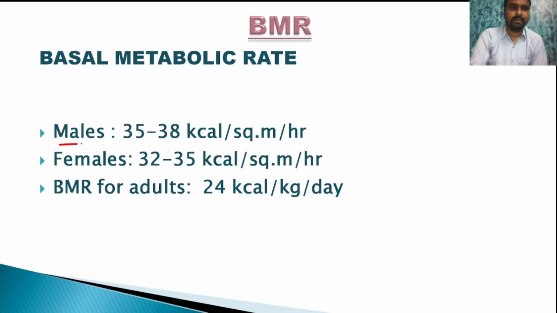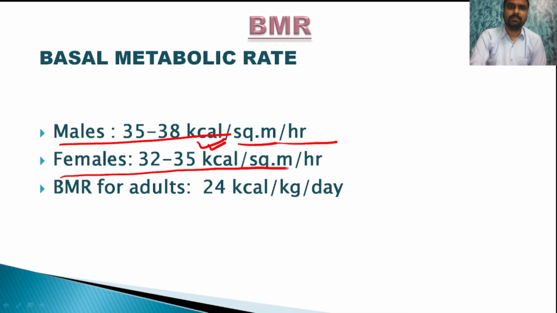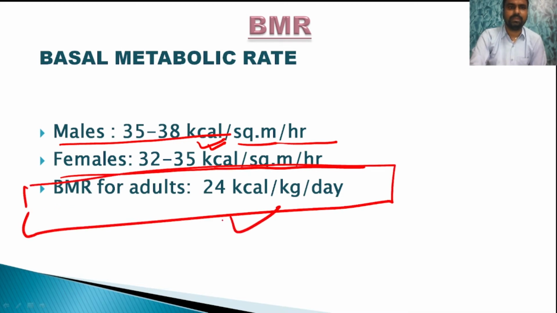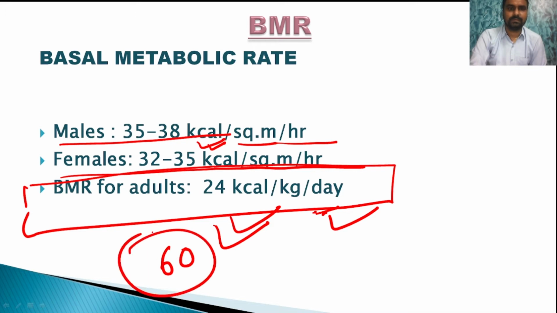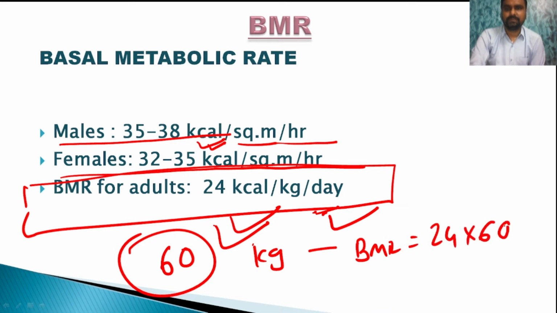For the male it is around 35 to 38 kilocalorie per square meter per hour. For female it is 32 to 35 kilocalorie per square meter per hour. In general, basal metabolic rate for an adult is 24 kilocalorie per kilogram per day. Suppose one person's weight is 60 kg. Then basal metabolic rate will be 24 into 60, so that will be 1440.